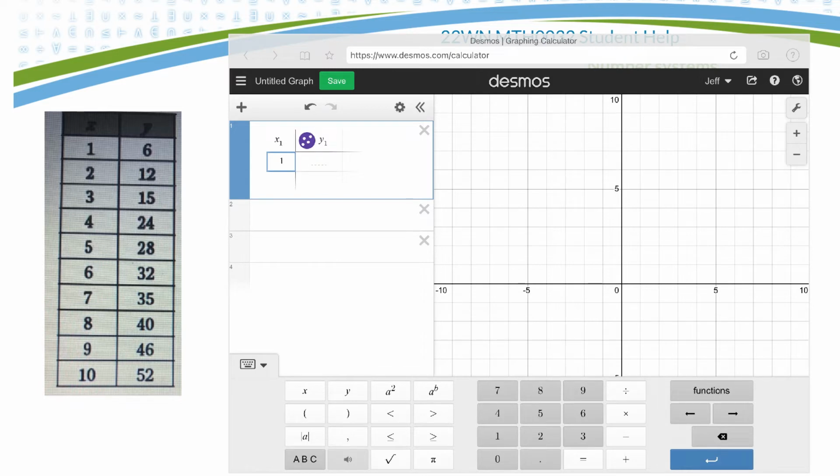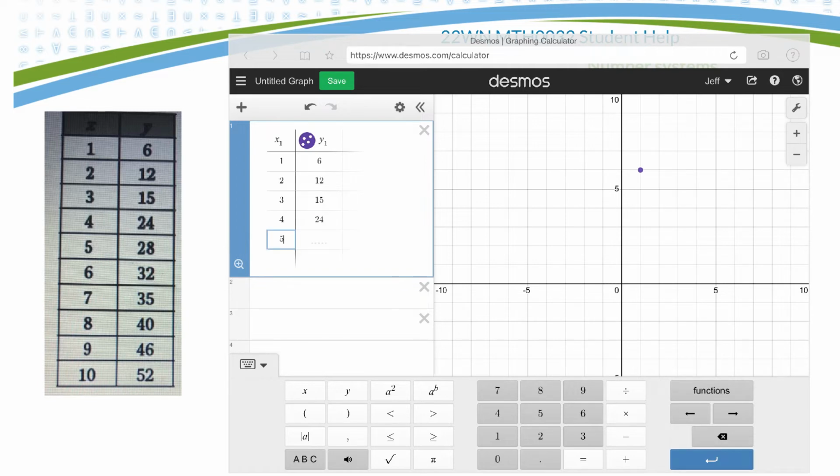So 1, 6, 2, 12. I'll just enter a few of them, I won't enter all of them. 3, maybe I'll go up to 5. 15, 4, 24, 5, and 28. Okay, so you enter all the data that you have.